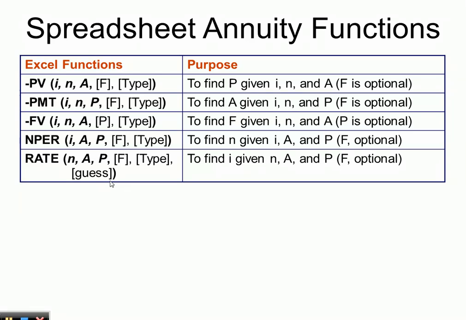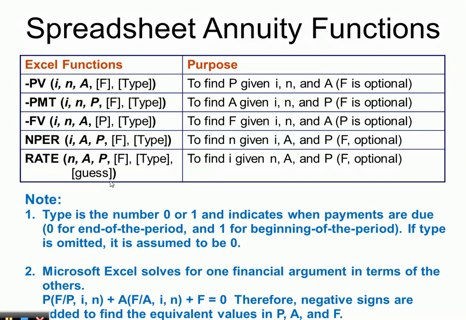So this is what I wanted to tell you today. And note that the type is actually the number 0 or 1. It's important to remember that the type indicates when payments are due. If you use 0 or don't use anything at all and just have it by default, the type is set to 0, which means end of the period. But if you have a beginning of the period, then you would need to use 1.